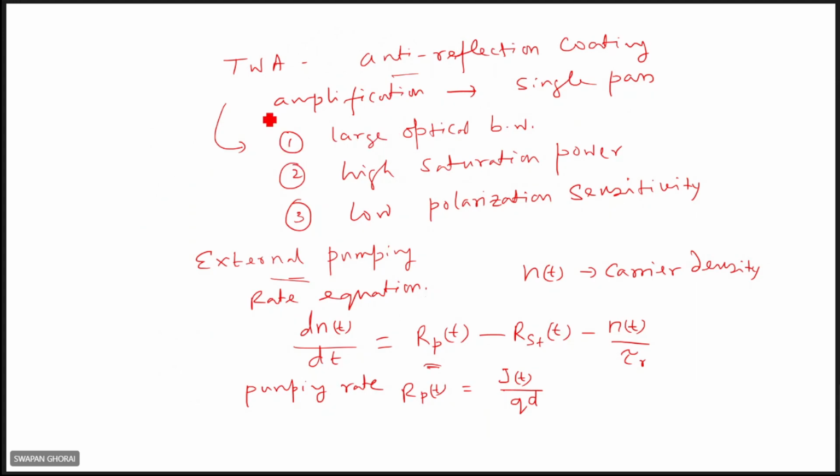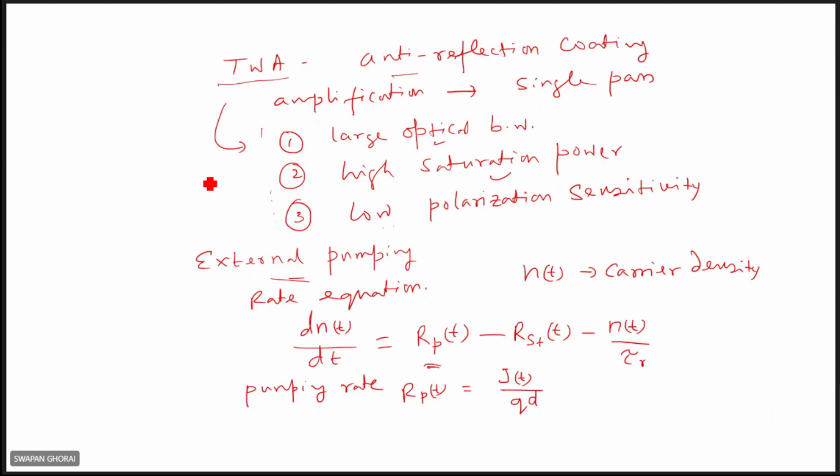And what will be the advantages of these traveling wave amplifiers? You can have large optical bandwidth. You'll have high saturation power. And the third one is also important: low polarization sensitivity. Sometimes polarization will deteriorate the bandwidth or the data rate, so traveling wave amplifiers will be insensitive to polarization. Right, so these are the advantages of traveling wave amplifiers. So semiconductor optical amplifiers have two types of architecture: one is the Fabry-Perot type amplifier, and the other is the traveling wave type amplifier.